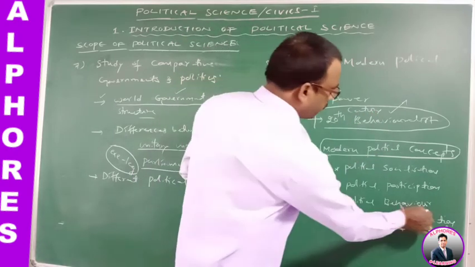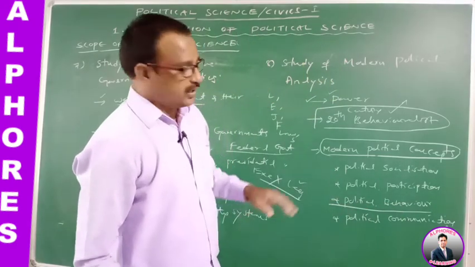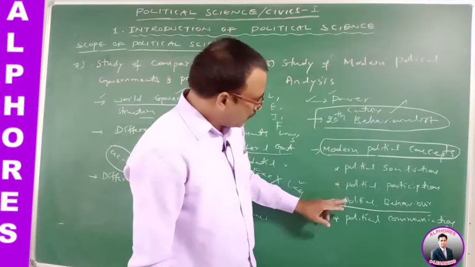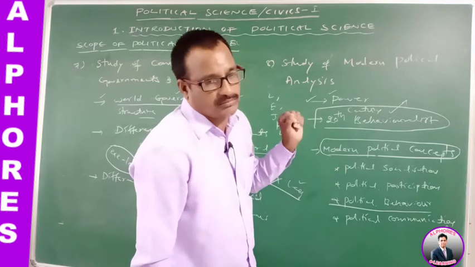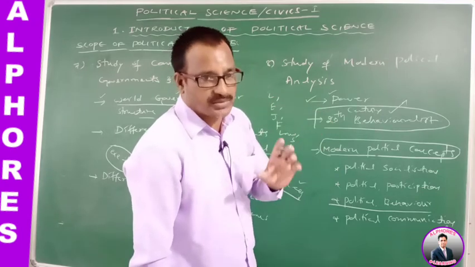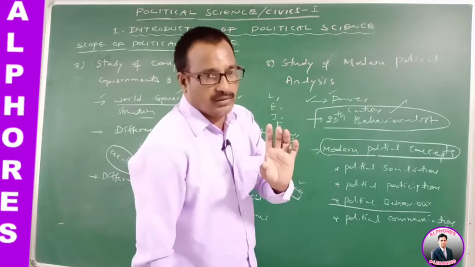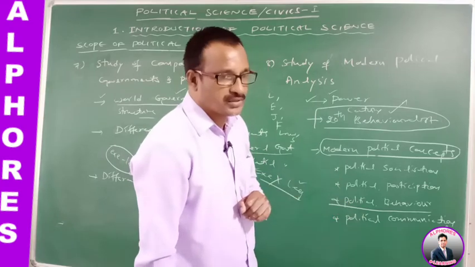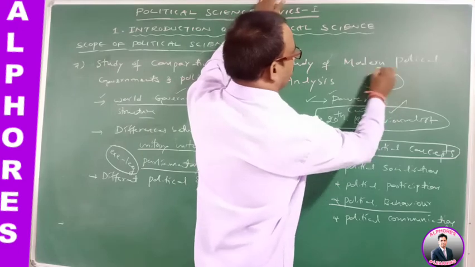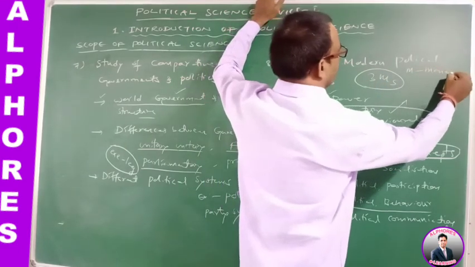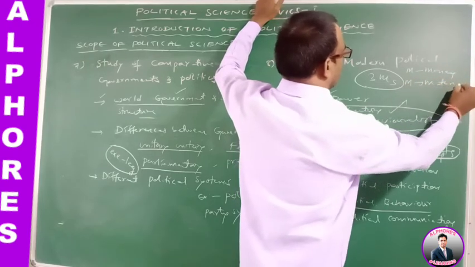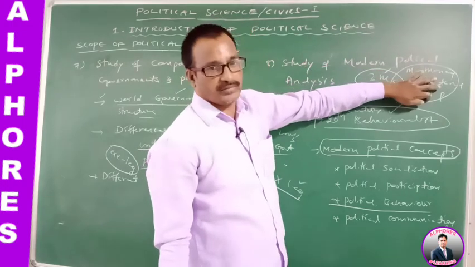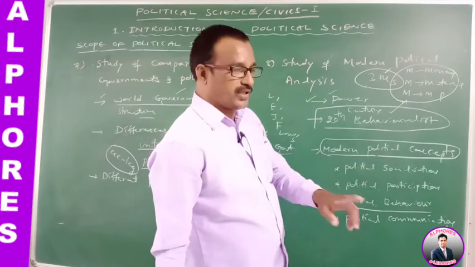And one more important thing is political behavior. Political science explains the political behavior of individuals. The political behavior of individuals can change from time to time, especially in times of elections. In times of elections, certain factors will influence the political behavior of individuals. Which factors? According to my knowledge, the 3 M's. What are the 3 M's? One M is for money. Second is material. Third is muscle power. These are the 3 M's: money, material, muscle power. These factors will influence the political behavior of individuals.